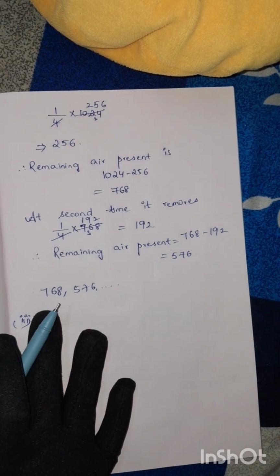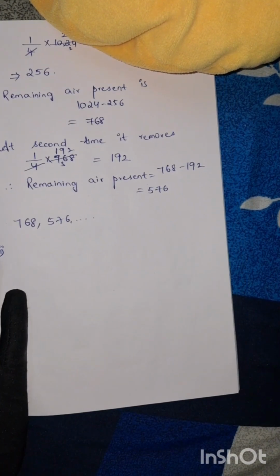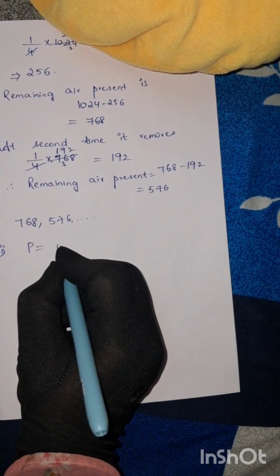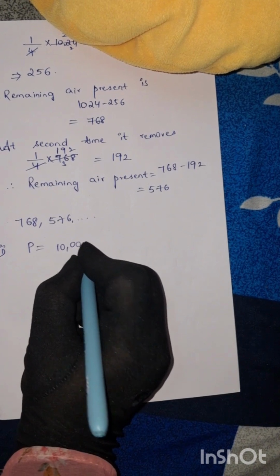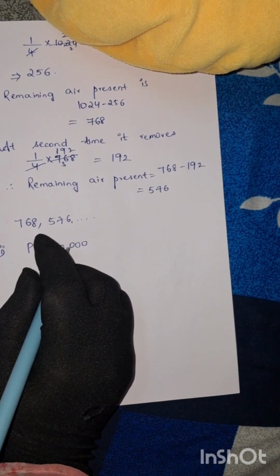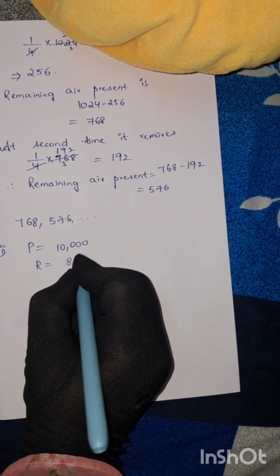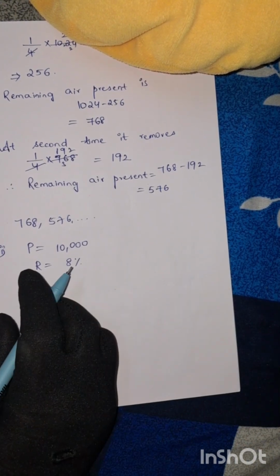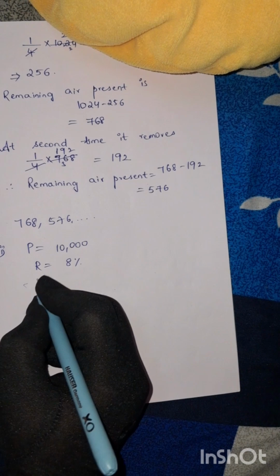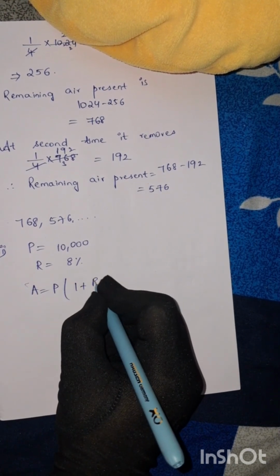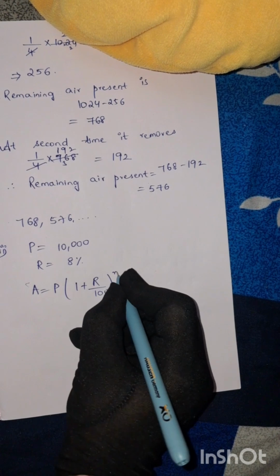So what is your question? The amount of money in the account at the end of each year when rupees 10,000 is deposited. So here the initial amount, the principal amount, is how much? 10,000, right? And then they are saying 8% per annum, so the rate of interest is 8%, right? So what is the compound interest amount formula? A equals P times (1 plus R by 100) whole power n, right?